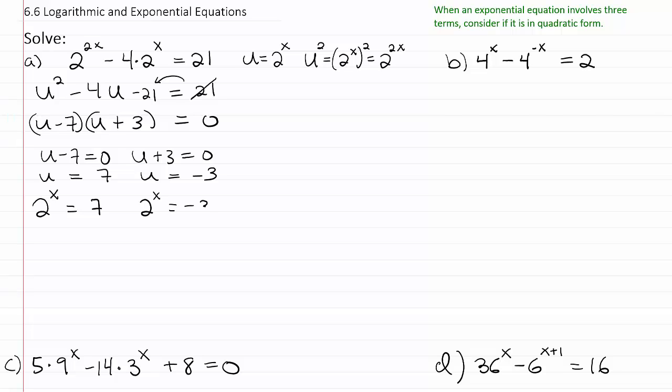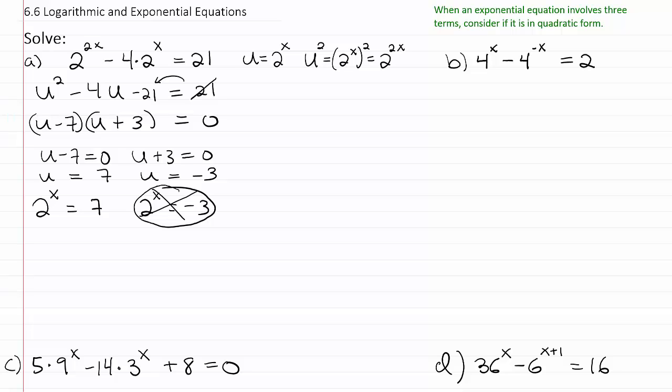Now, it's not possible for 2 to the x to be equal to negative 3, is it? Is there any power you could put in for x that would make 2 suddenly become negative? I don't think so. That's not solvable, so we're going to cross that out. That's an extraneous solution. But the 2 to the x equals 7 does have a solution.